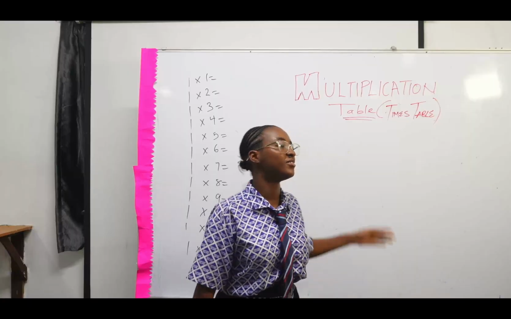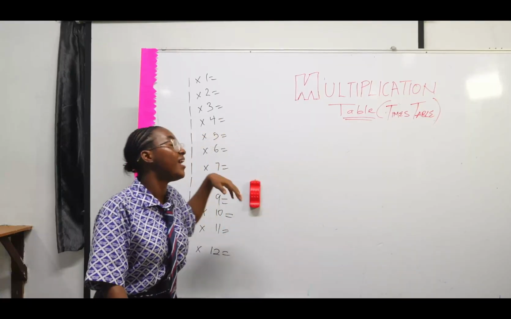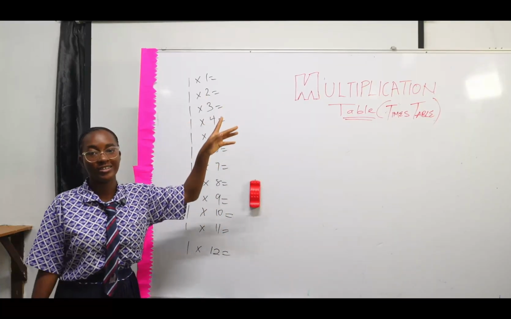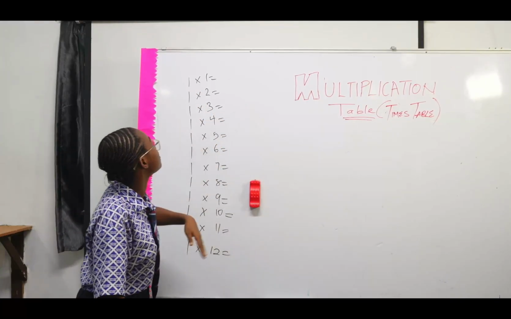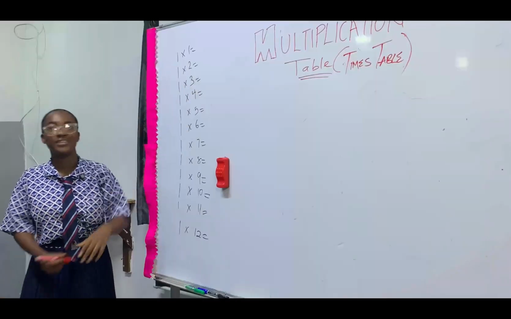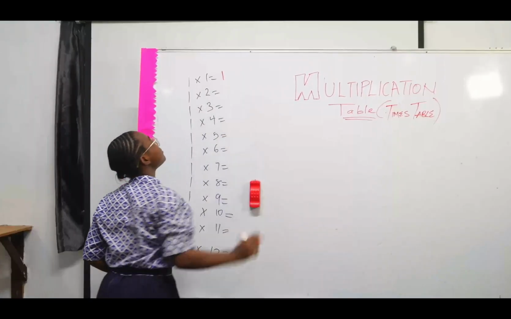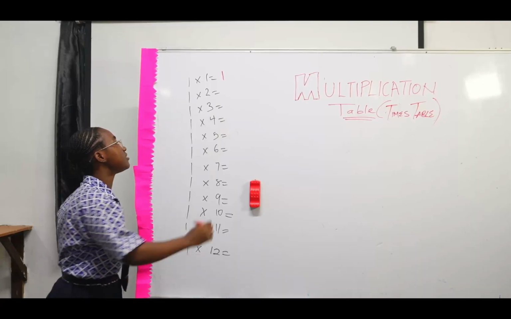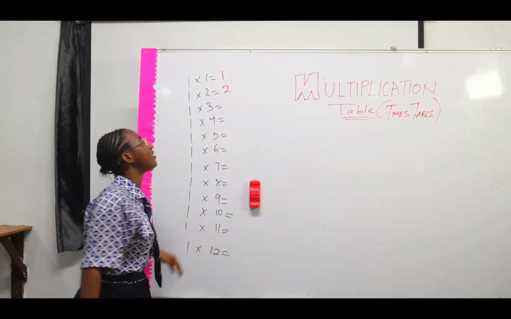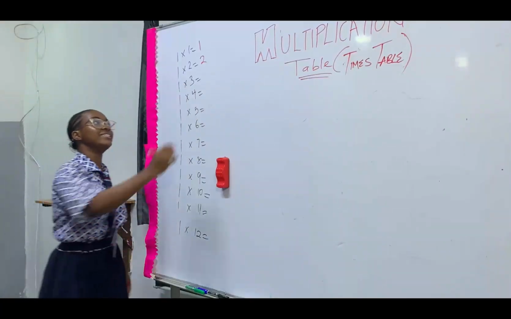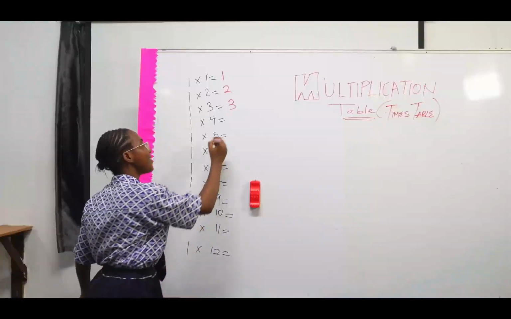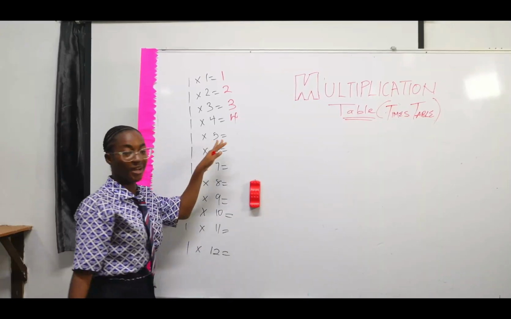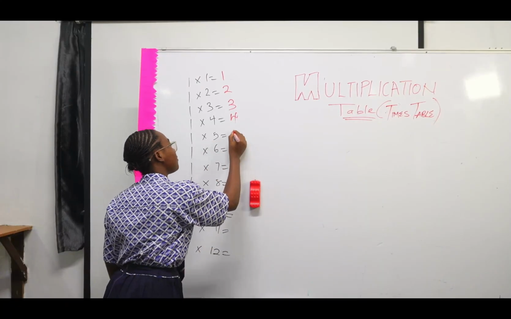Now we are moving to the one times table. Anything multiplied by one is itself. Any number multiplied by one is itself. So now it starts with one times one is one. One times two is two. One times three is three. One times four is four. One times five is five.